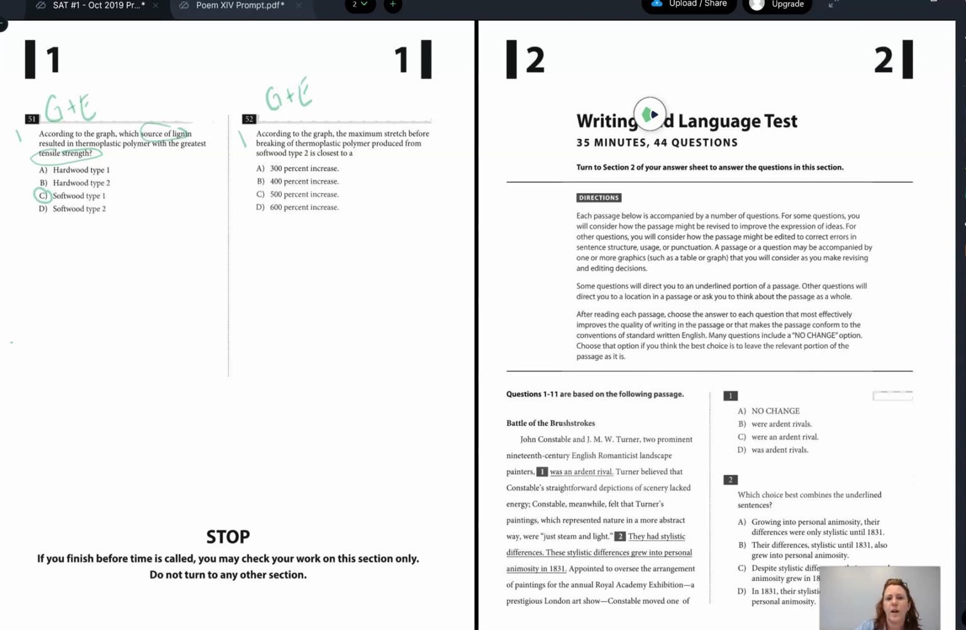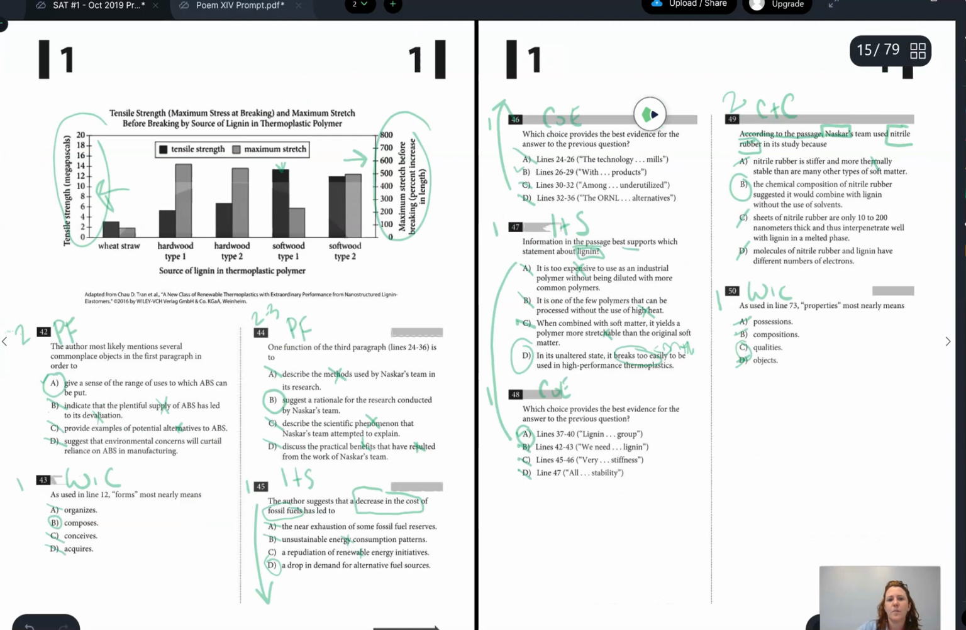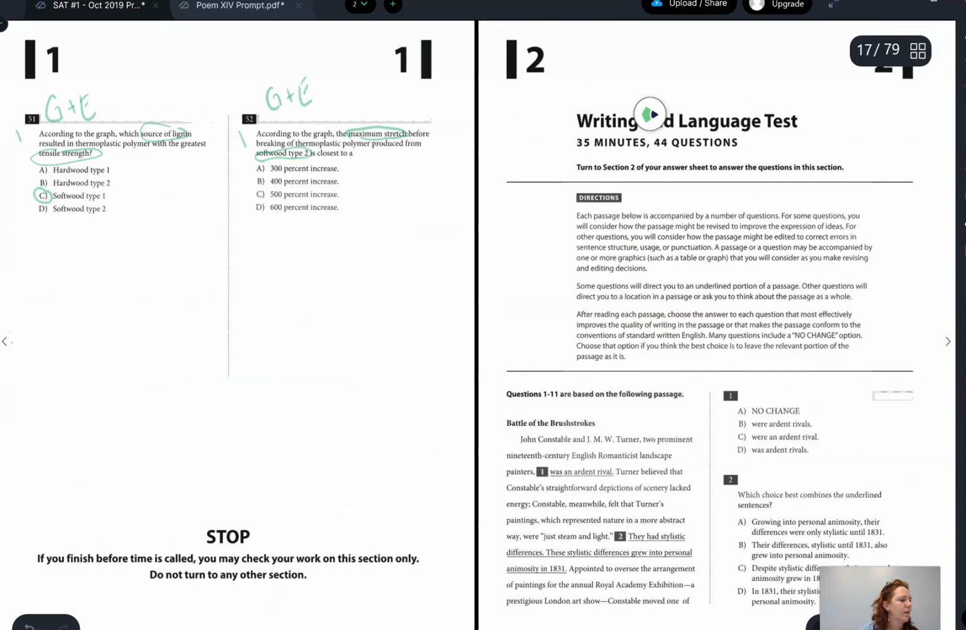52. According to the graph, the maximum stretch before breaking, so now we're on that other axis, produced from softwood 2 is closest to what? So now we're looking for a number, so we need to make sure we're looking at the correct side of the graph. So maximum stretch for softwood number 2. Let's take a look. Softwood number 2 is here. This looks to be about 500. So our answer is C again.